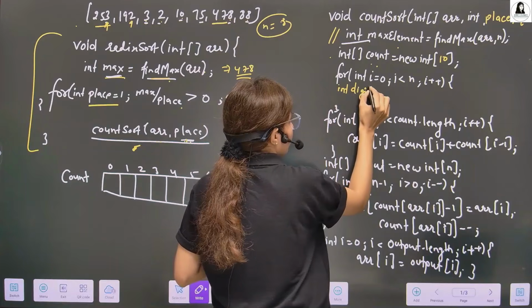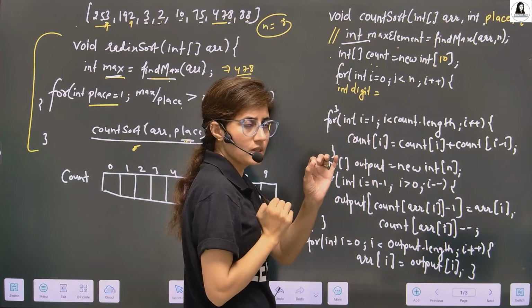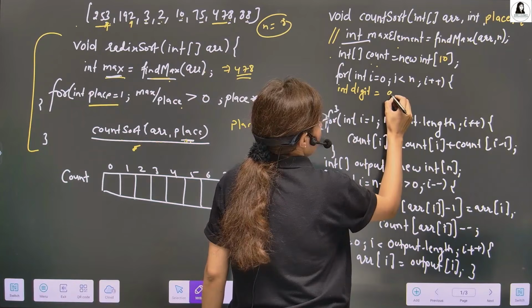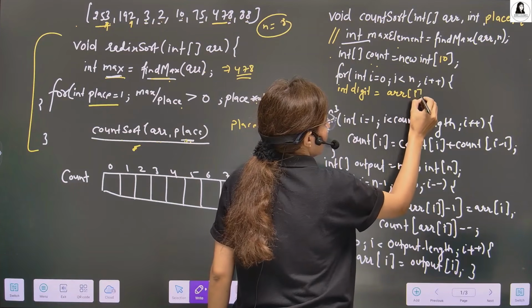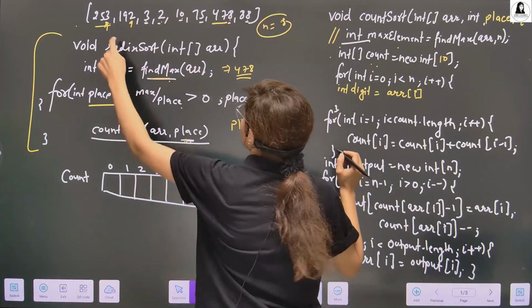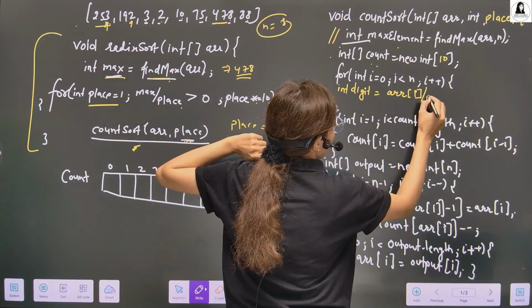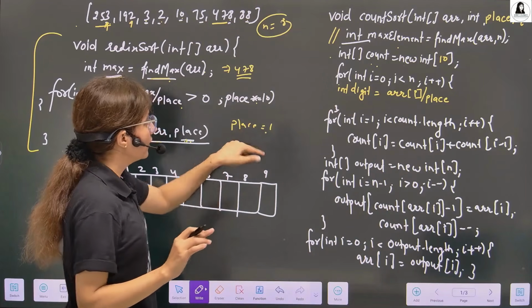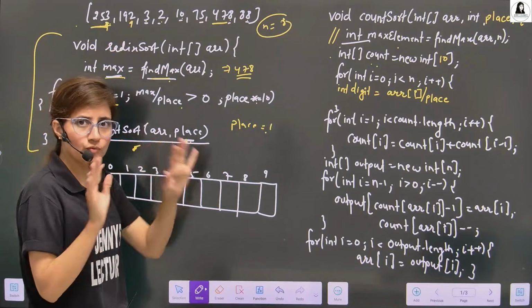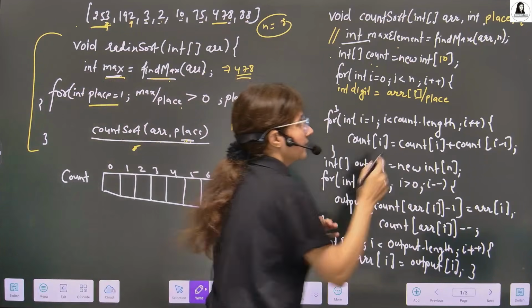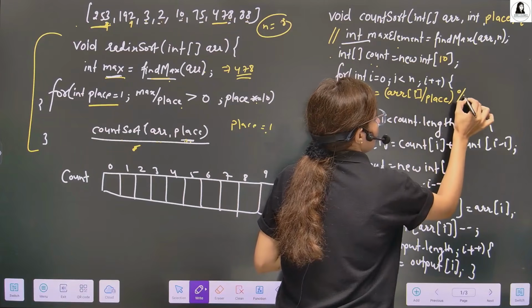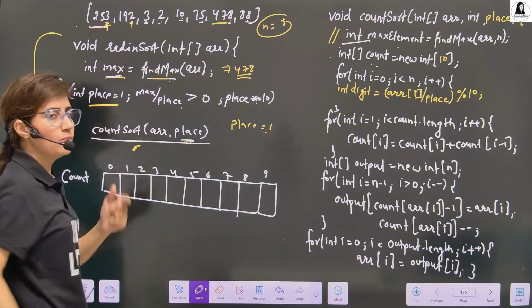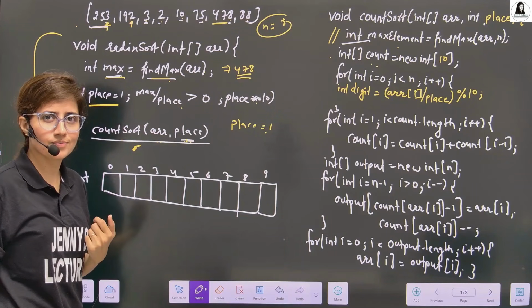Here itself, I am fetching the digit. Have to fetch from this number, whatever the number, array of i, and divide by place, whatever the place value. Here we have 1, divide by 1. So 253 divided by 1 is 253 itself. And mod 10. Mod will give me the remainder. So if I do 253 mod 10, the remainder would be 3, and that's exactly what I want.